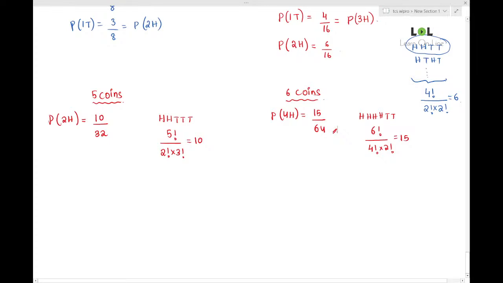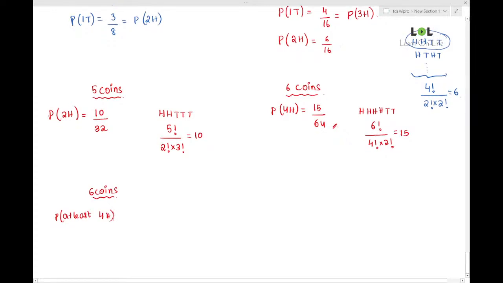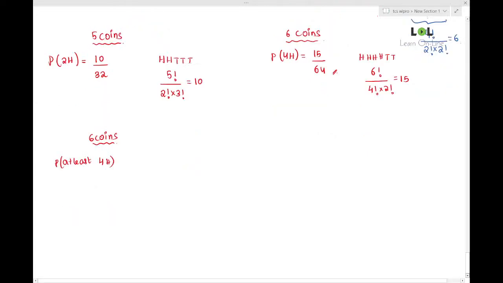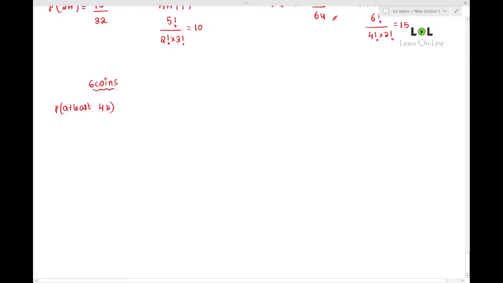Suppose 6 coins are there. What is the probability of getting at least 4 heads? At least 4 heads, what is the meaning of this, guys? It means I have to get a minimum of 4 heads. It means I can get 4 heads or 5 heads or 6 heads.